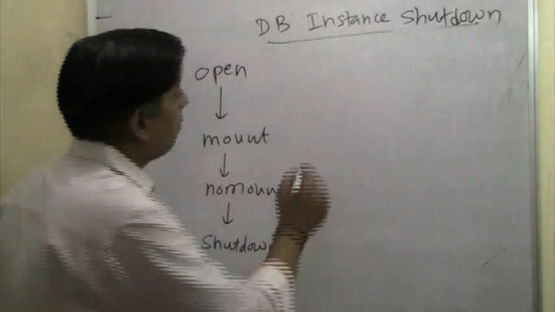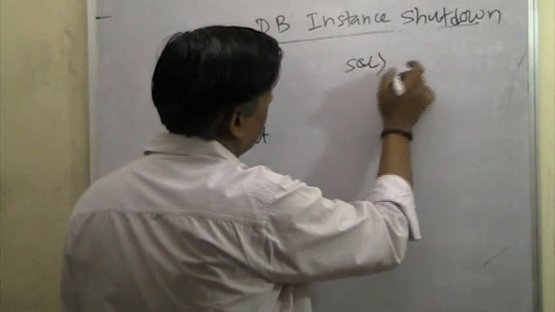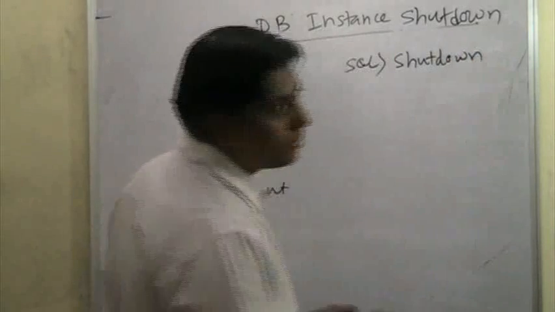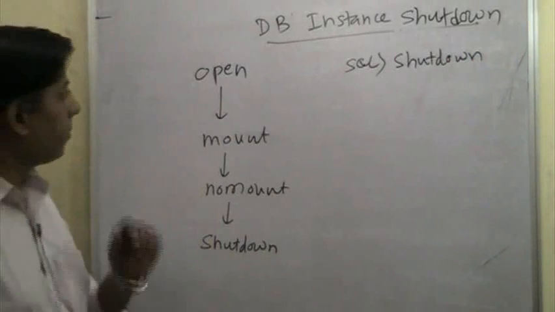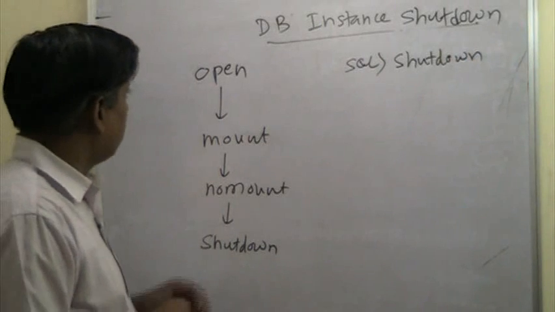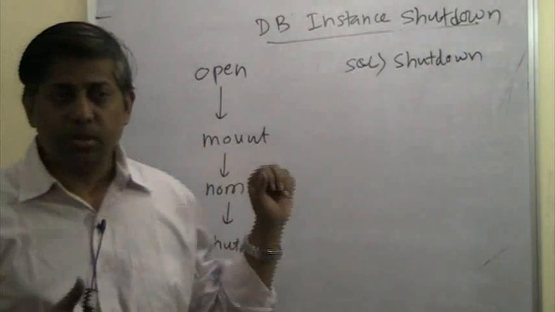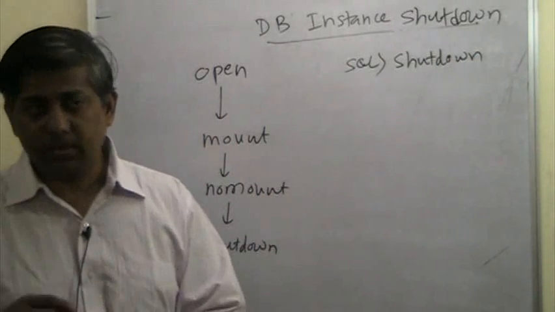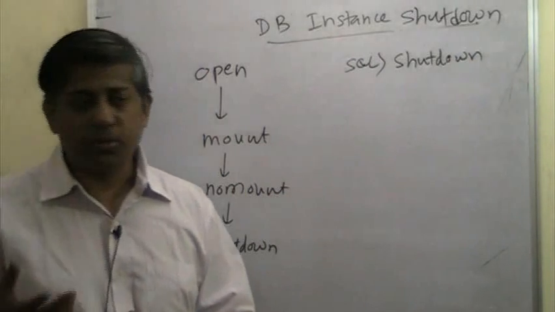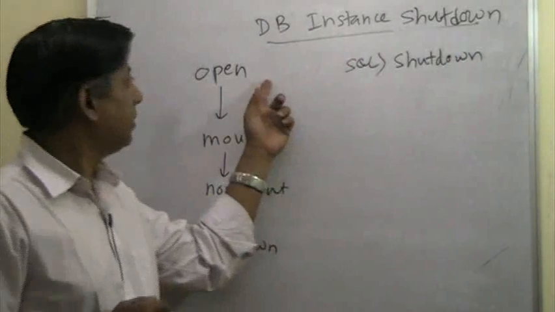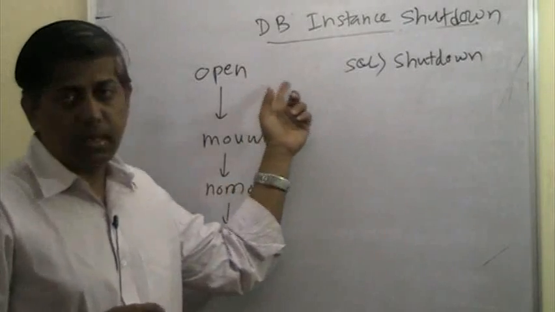How is the shutdown done? By firing the command shutdown. So when the database is open, it means what? It means users can connect to the database, and they can do SQL statements, queries, inserts, updates, deletes, and all that stuff. So that is when the database instance is running and the database is open.